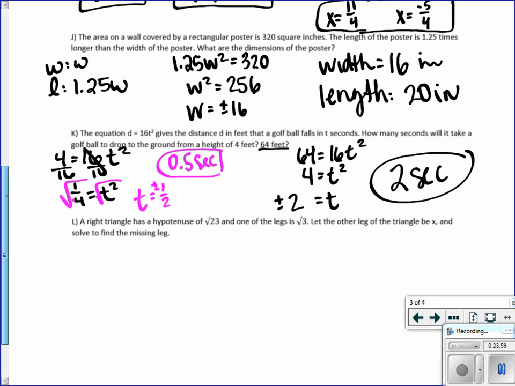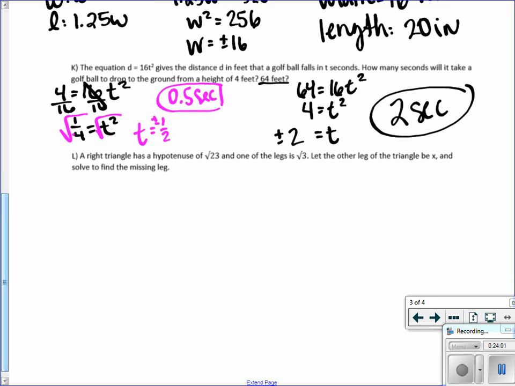Okay. Last one. Throw a little geometry in. So we have a right triangle. Oh no. It has a hypotenuse of square root of 23. What part of that triangle is the hypotenuse? So this is the square root of 23. One leg is the square root of 3. The other leg is x. Solve for the missing leg.